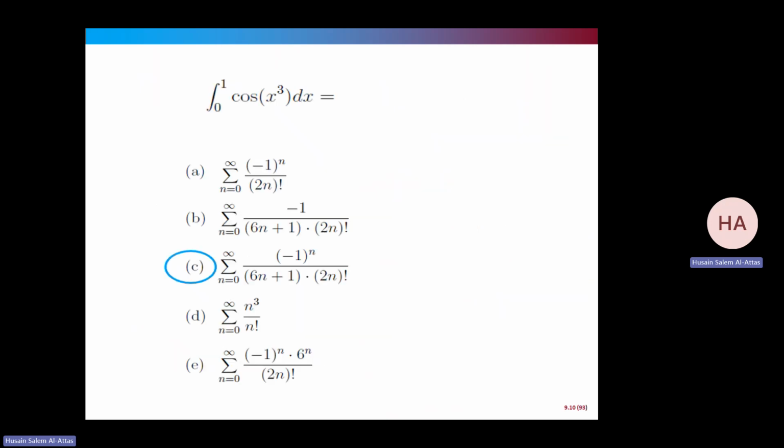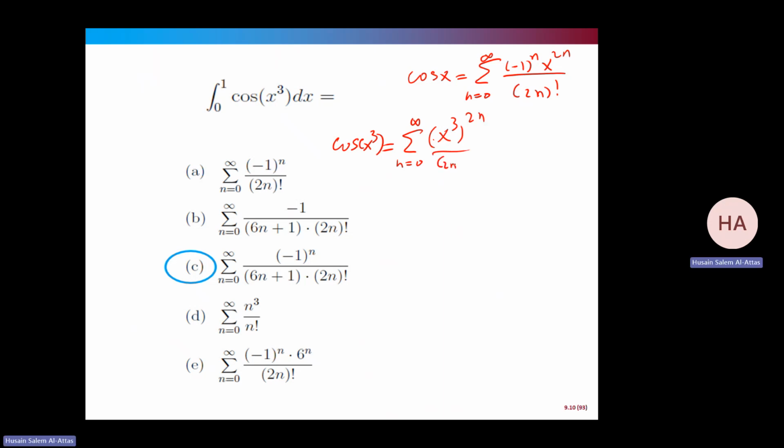Integrate this. So you need cosine x. Cosine x is this one. I think now we're doing the same examples back and forth. Cosine x cubed. That will be summation n equals 0 to infinity of what? Instead of x, I'll write x cubed. So that will be x cubed all to the power 2n over 2n factorial. That will be summation n equals 0 to infinity x to the power 6n.